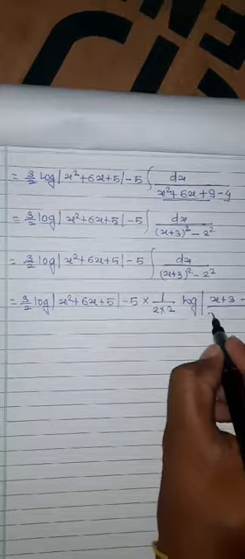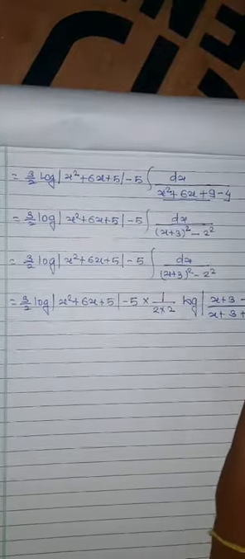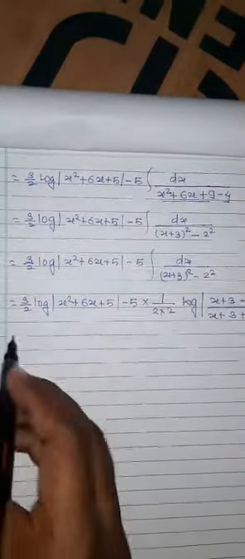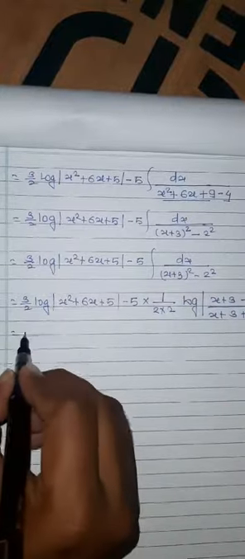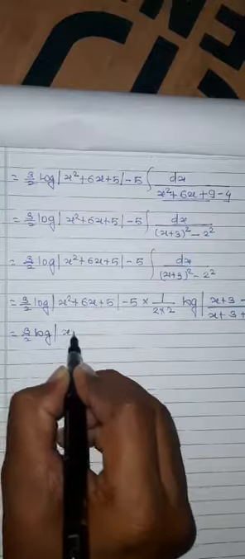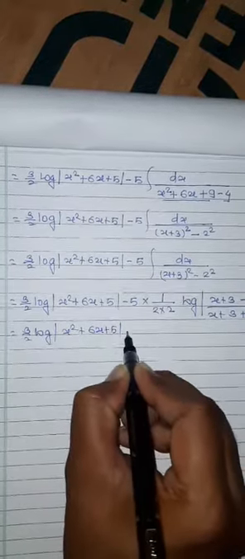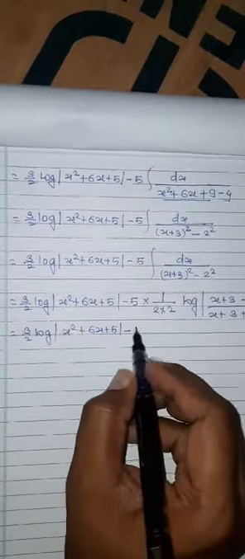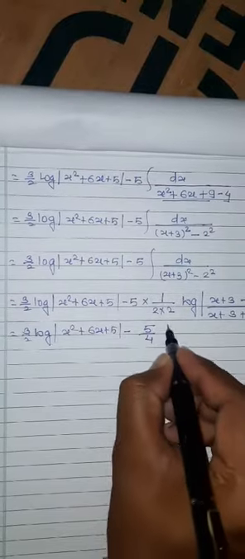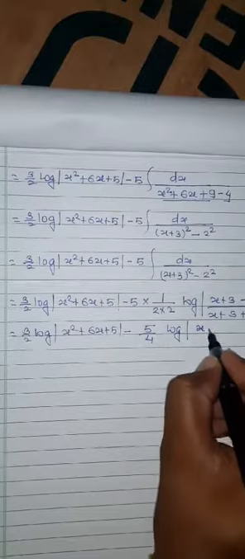Okay, now x plus 3 plus 2 and the plus constant of integration c. Rearranging and simplifying this, we get 3 by 2 log of magnitude of x square plus 6x plus 5 minus 5 upon 4. 4 became 2 multiplied by 2, and log of magnitude of x plus 1.